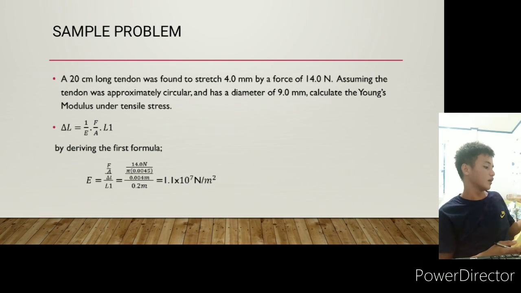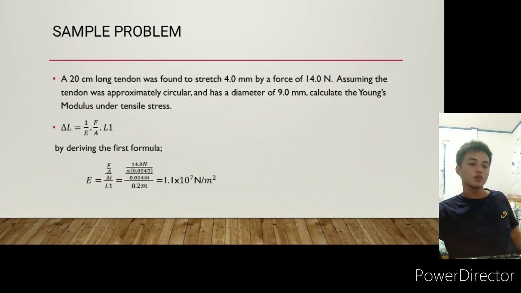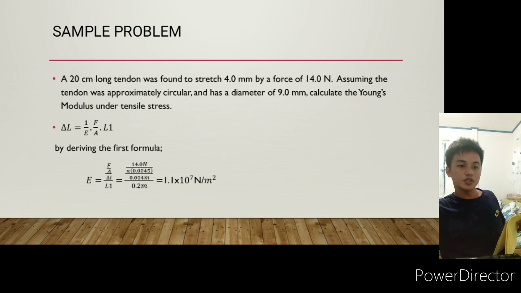And we have the force acting on the tendon, 14.0 Newton. So after we convert them, we now proceed to the formula and substitute those values. And we will get the value of Young's modulus, which is 1.1 times 10 raised to 7 Newton per meter squared.